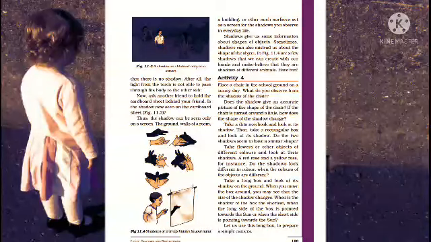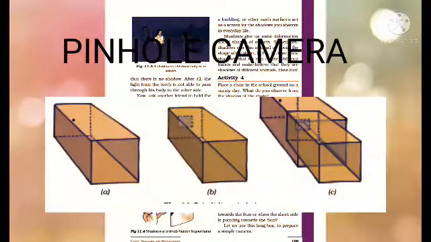Take flowers or other objects of different colors and look at their shadows. A red rose and a yellow rose, for instance: do the shadows look different in color when the colors of the objects are different? No, because a shadow has its own color.